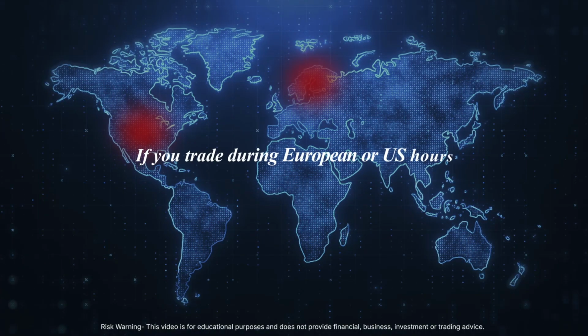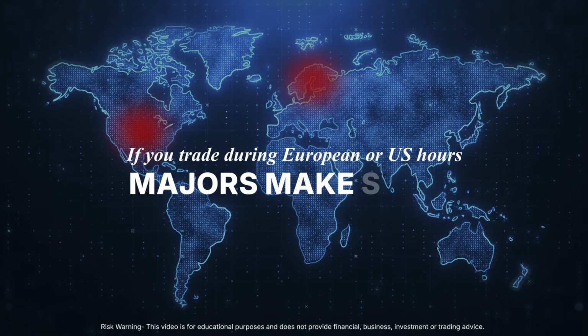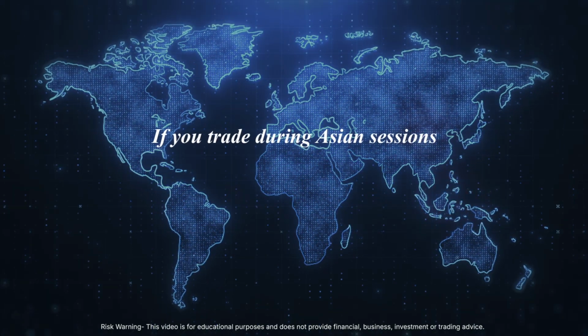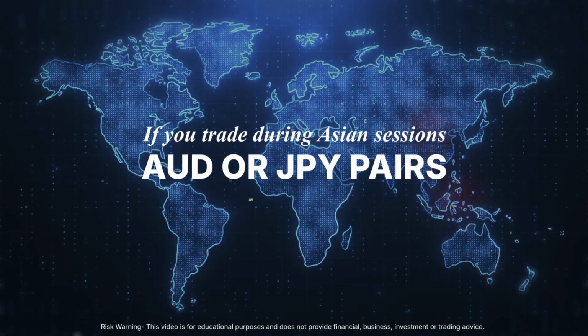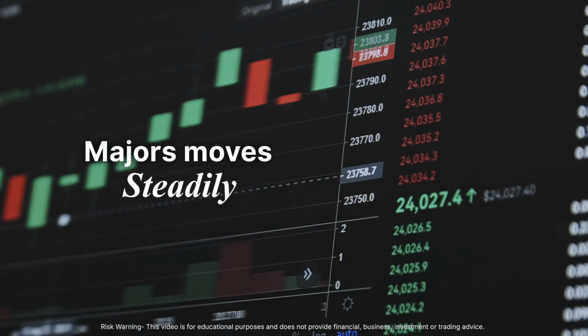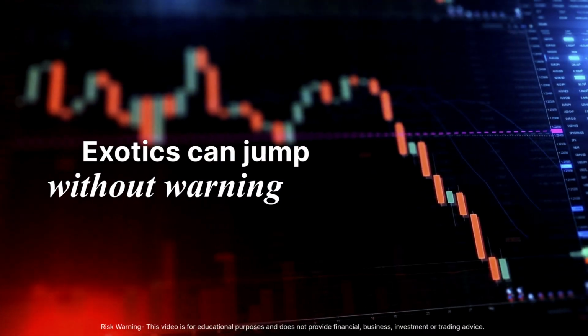If you trade during European or US hours, then major pairs make sense. If you trade during the Asia session, AUD or JPY pairs move better. Remember that volatility creates opportunity, but it can also create damage. While majors move steadily, exotics can move without a single warning. And smart traders don't necessarily choose volatility. They measure it, respect it, and manage risk around it.